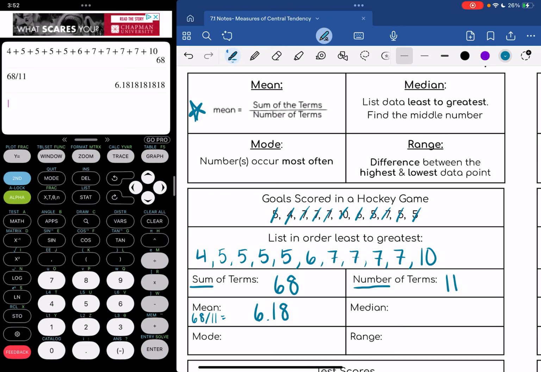6.18, because we take 2 numbers after the decimal place, and then look at the number after that. If it's 5 or more, we round up. If it's 4 or below, we stay the same.